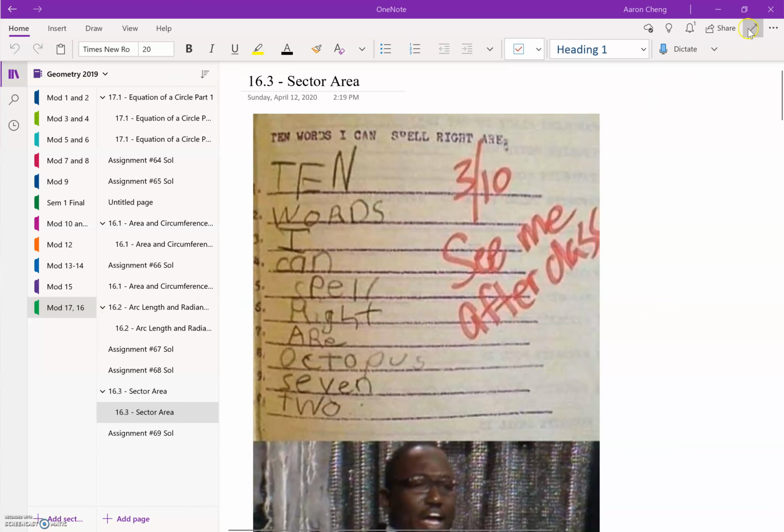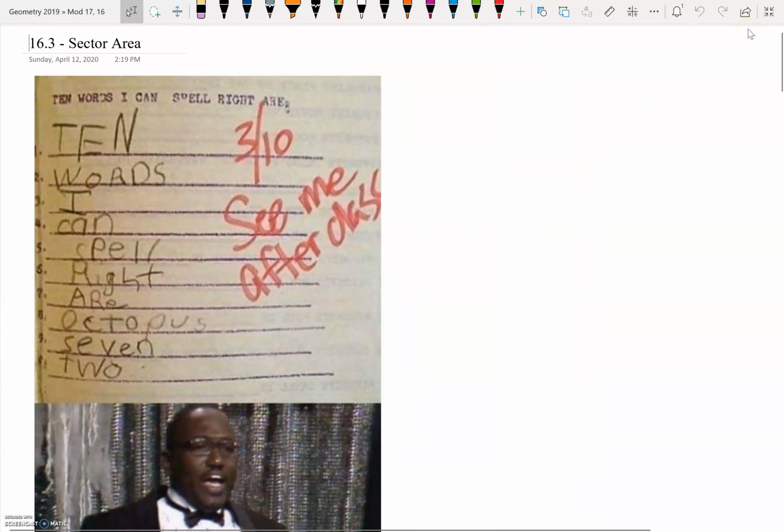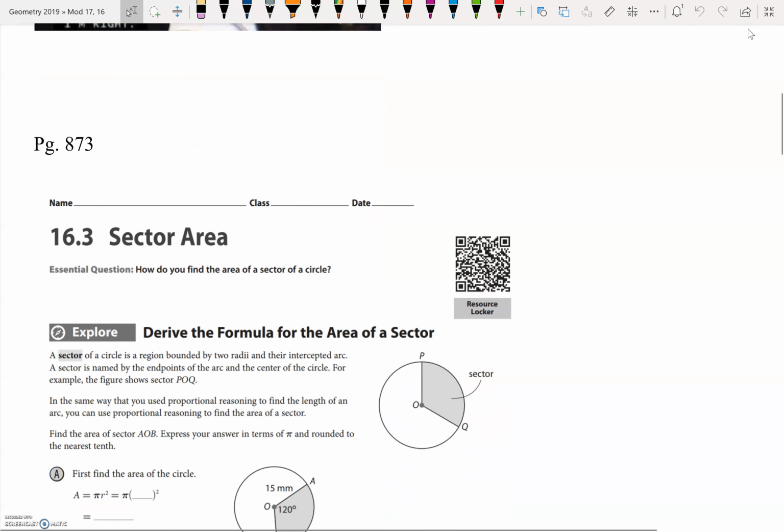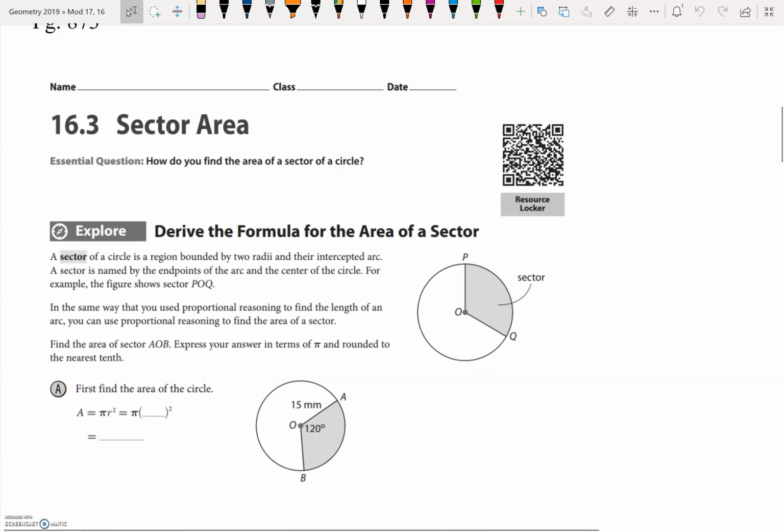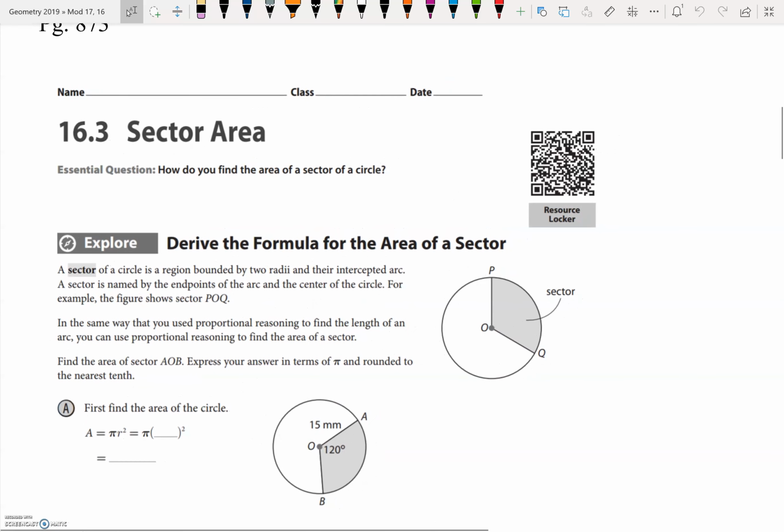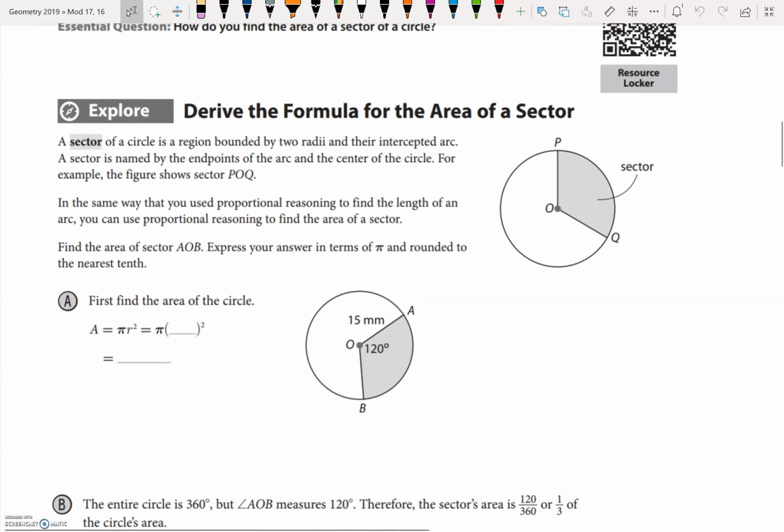All right, so today we are going to be doing 16.3, sector area. On page 873, we are going to first look at the explorer of how they get the formula for the area of a sector. It says a sector of a circle is a region bounded by two radii, and their intercepted arc. So we are talking about this area here. How are we going to figure out the area of that?